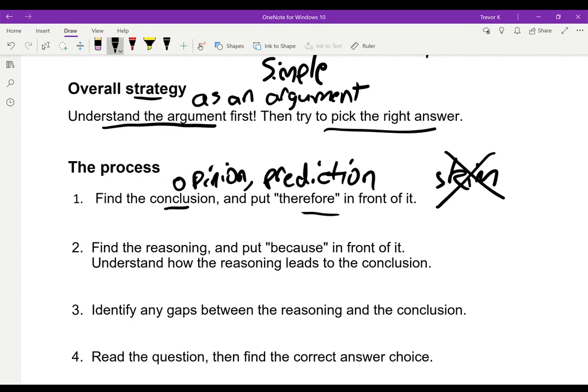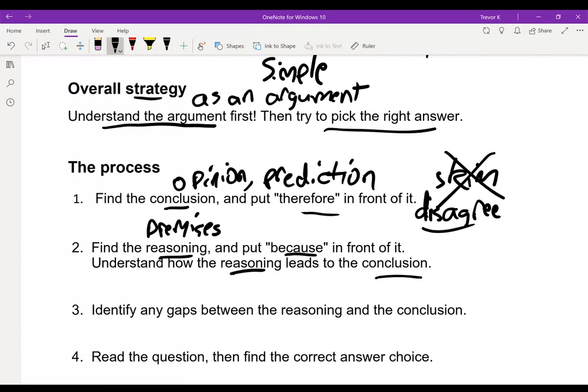So once we've found it, one thing that you should be able to do with this conclusion is you should be able to disagree with it. If you find that you can't disagree with it, you probably haven't found the conclusion. All right. So our first step, we find our conclusion, our opinion, our prediction, our plan, and we put therefore in front of it. What's my second step? Well, I find my reasoning, which you might also have heard of as premises. And you put because in front of your reasoning. Because the premises, therefore the conclusion. So we want to understand how the author thinks the reasoning leads to the conclusion.